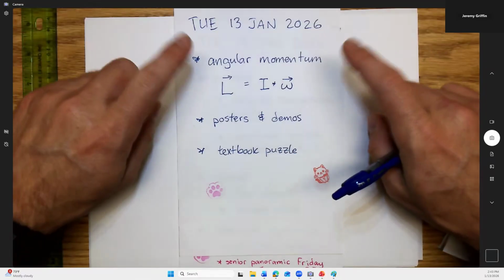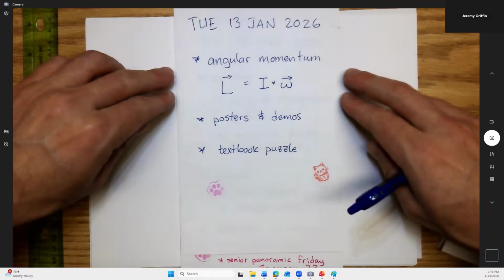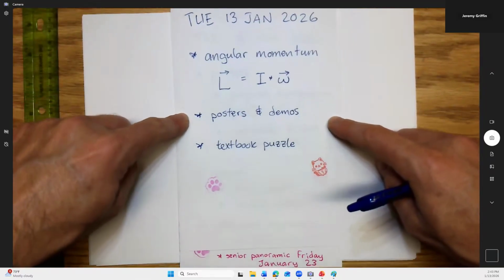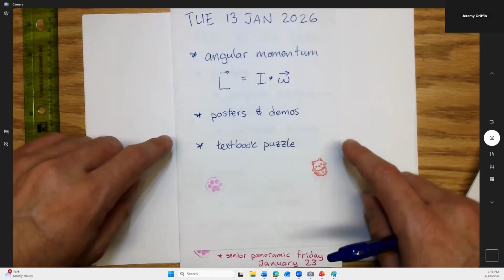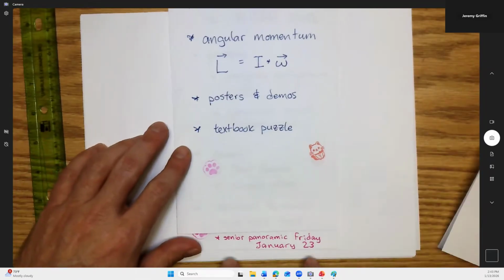So we're going to cover angular momentum. I'm going to cover similar content that I did in my AP classes, just not quite as deep, so I keep you all on track. I got some posters for you and some demos. I'm pretty sure we'll have some time to do some textbook puzzles here.